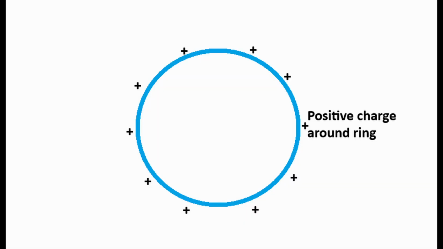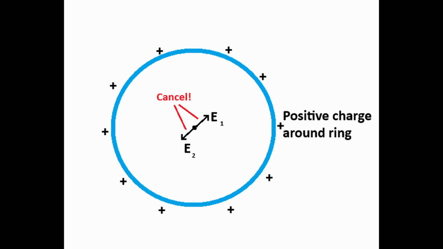We can explore the electric field distributions for some common charge distributions. For example, imagine a ring with an equal charge distribution around it. If you look in the center of the ring, you will notice that the contribution of an electric field of any component around the ring has an equal but opposite contributing electric field from the other side. That cancels it out. This is true all around the ring. So the electric field in the middle is zero.